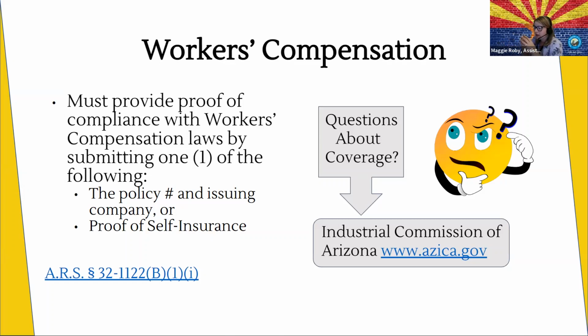So if you are going to have employees, you need to have workers' compensation. What we're looking for is the policy number and the company that's issuing the policy. Also, if you are going to select self-insurance, we would just require that proof of self-insurance as well. Otherwise, if you don't plan on having employees and you fall within our exemptions, then you will select no and select that exemption.